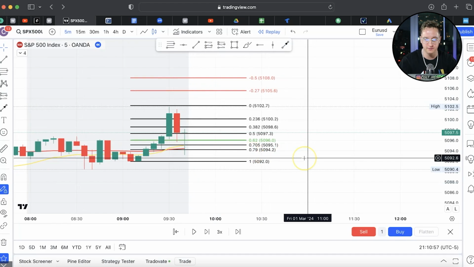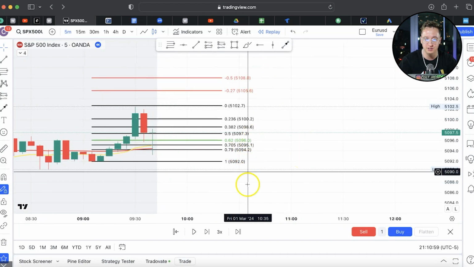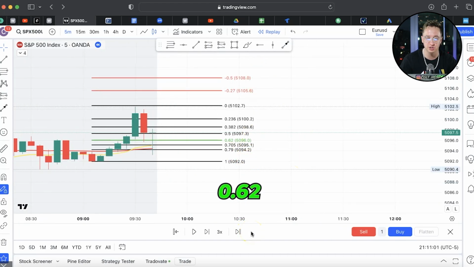So what we're looking for, and this is super important, is you guys see those key levels that say 0.62, 0.705, and 0.79? Those are our 3 key levels that we want to see price go to. You can either have pending orders right there for a buy limit or a sell limit, or you can simply set an alert, or you can watch it and see when it hits those levels.